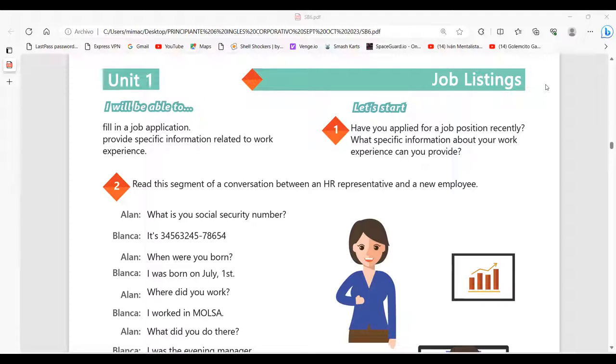Yes, more or less, or no? The instructions are clear, what you're going to do in the breakout rooms?